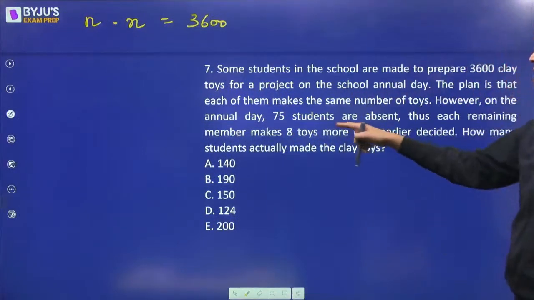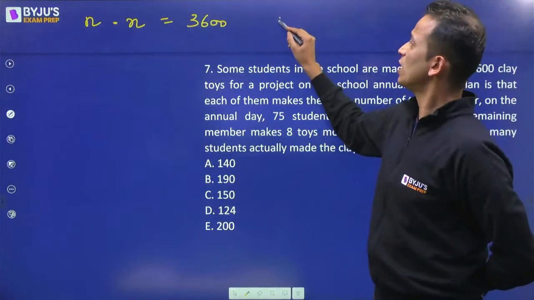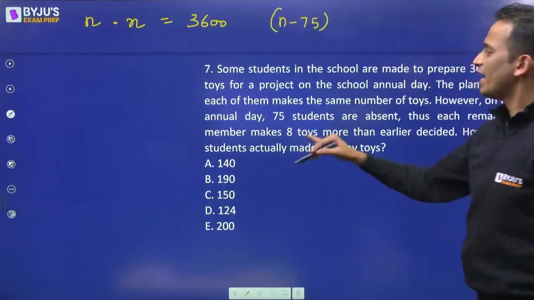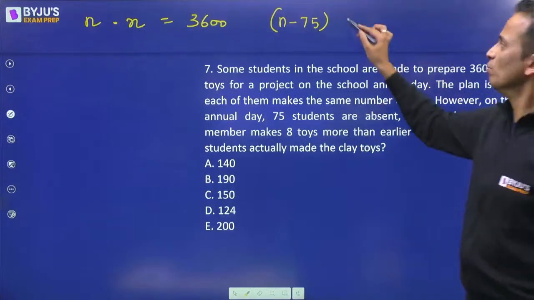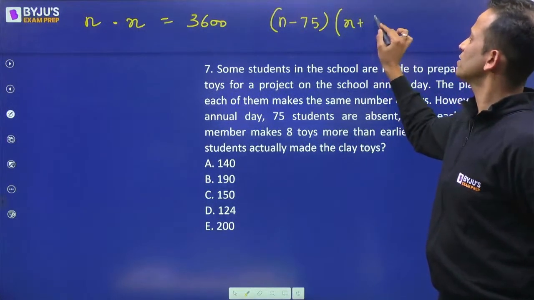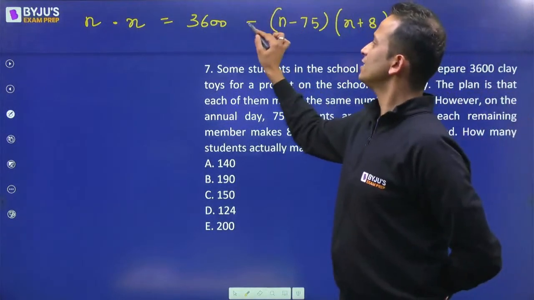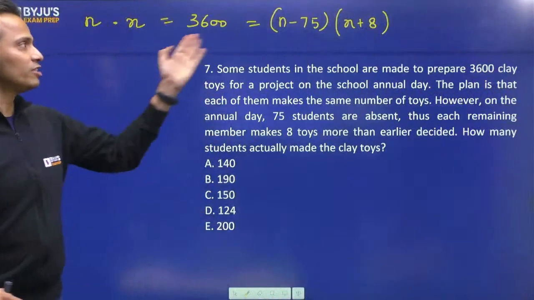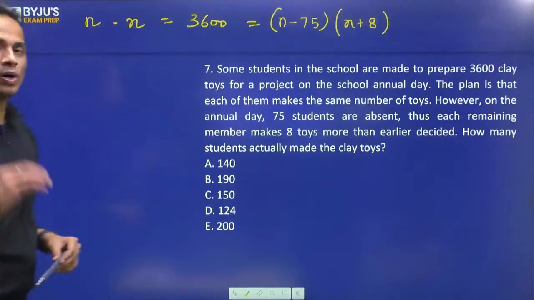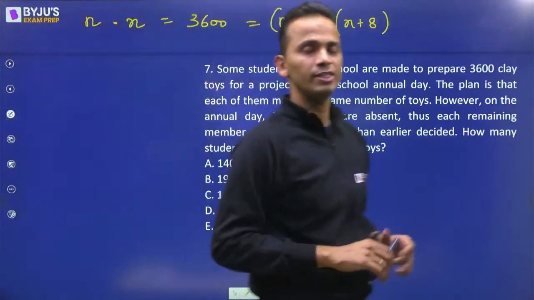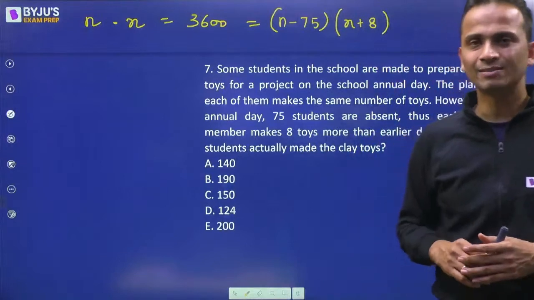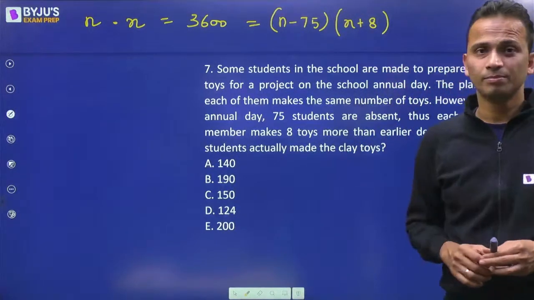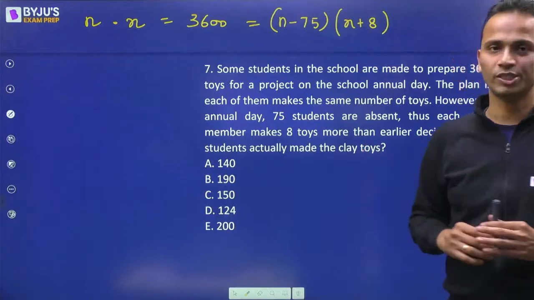However, 75 students are absent. So now the number of students is n minus 75. And every student now has to make 8 more toys. So x plus 8. And this should also be equal to the total number of toys. So this is the equation set that we have. One way is to solve this equation set, get the answer. I can already see that it will take a lot of time. I'll not solve these equations.